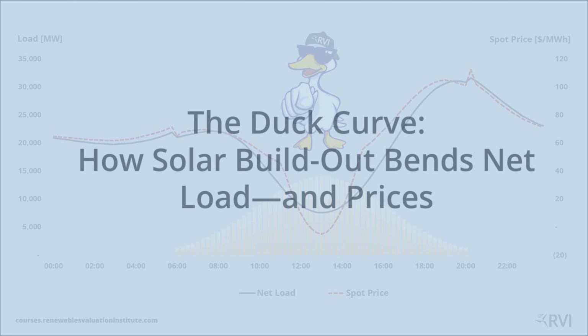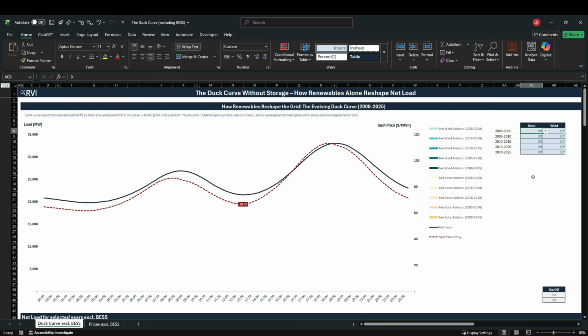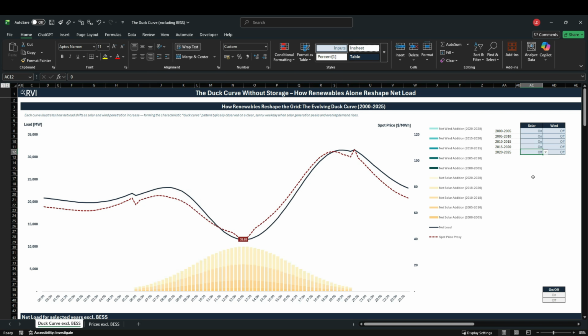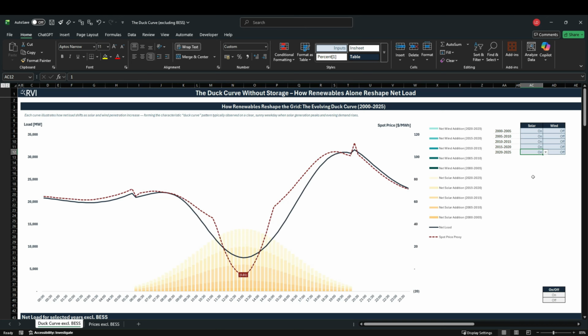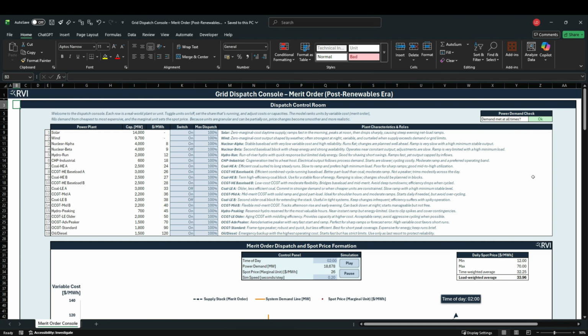In this lesson, I will show you exactly how the duck curve works, step by step inside two interactive Excel models. We will walk through a 25-year evolution of the duck curve, starting from a fossil-only grid and gradually layering in solar and later wind to see exactly how net load and power prices reshape over time. But seeing the curve alone isn't enough. The real insight comes when you link it back to dispatch.